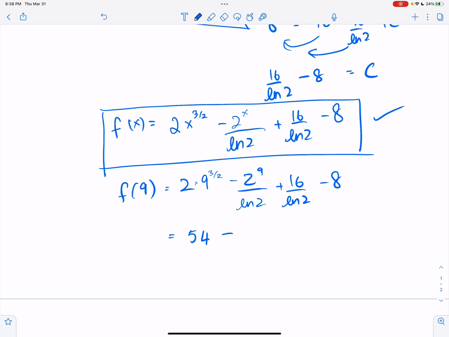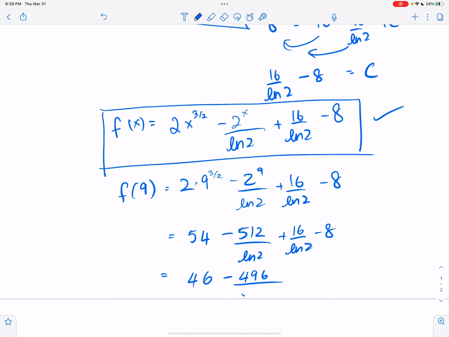I don't know if you guys played the 1024 or 2048 game. But anyway, those are powers of 2, of course. So this is 512 over log 2 plus 16 over log 2 minus 8. Just fix it all up and you get 46 minus 496 over log 2. And that is f of 9. Okay.